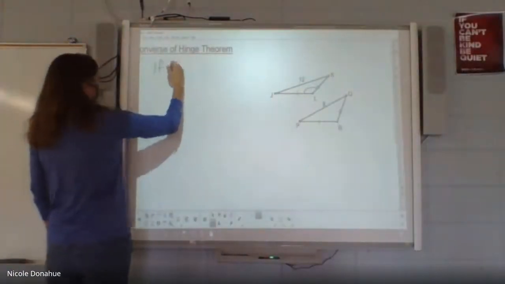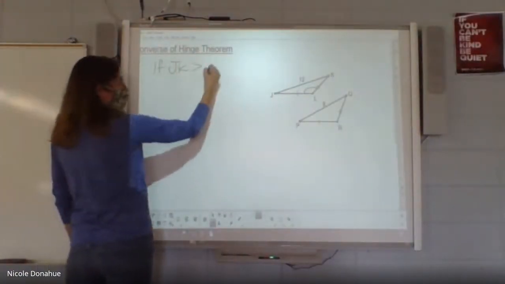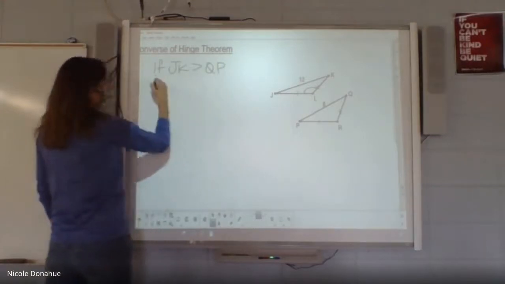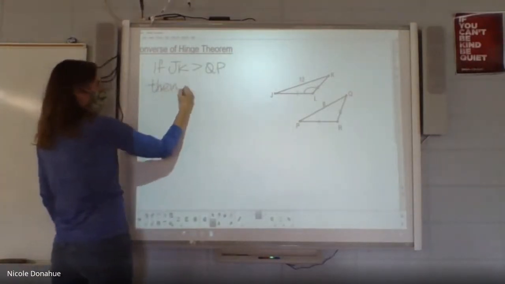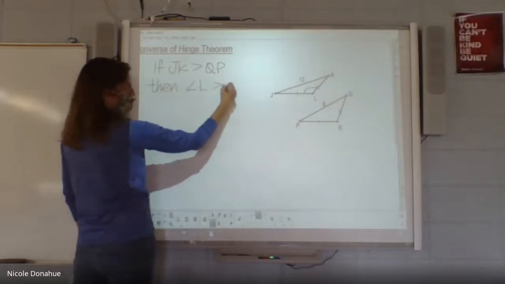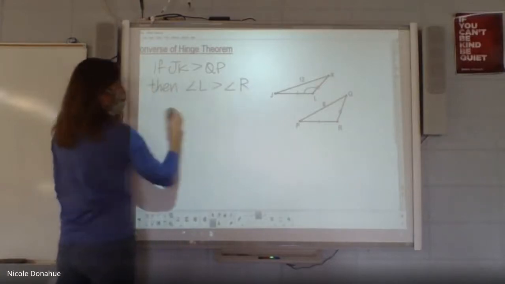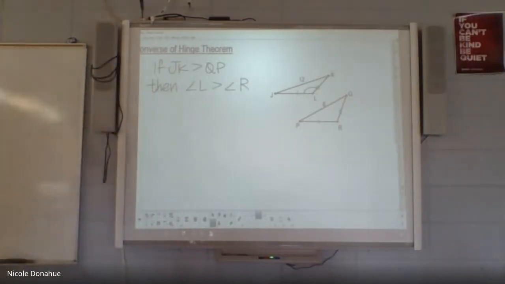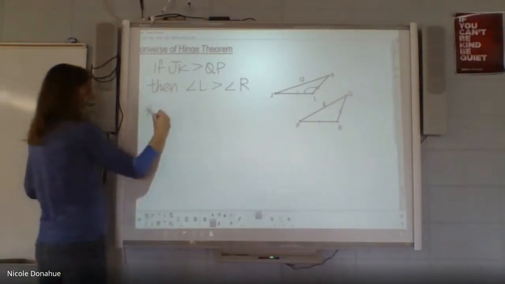If JK is greater than QP, then angle L has to be greater than angle R. The biggest thing is it must be the included angle between the congruent sides.